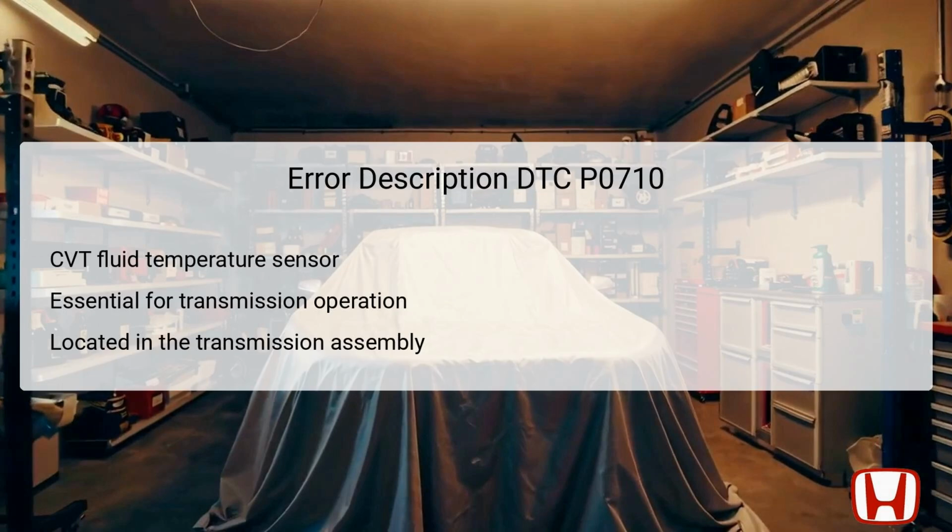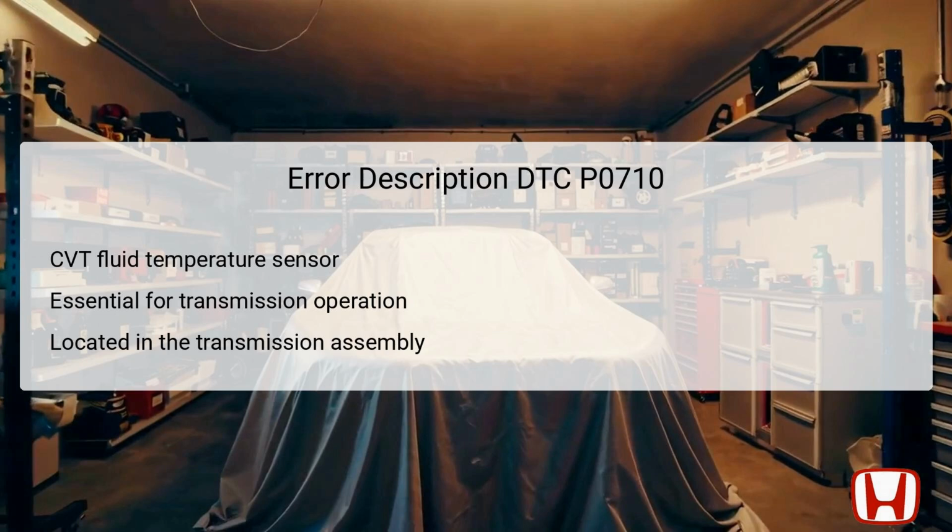DTC P0710 refers to the CVT fluid temperature sensor, signifying that its readings are out of the acceptable range. The CVT fluid temperature sensor plays a critical role in monitoring the temperature of the transmission fluid, which is vital for efficient transmission operation. This sensor is typically situated inside the transmission assembly, working under harsh conditions, thus highlighting its importance in safeguarding the transmission's performance and integrity.